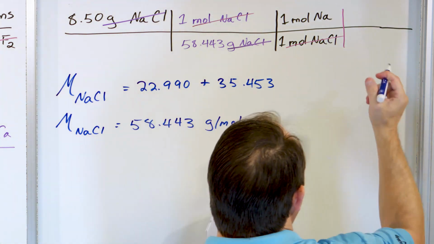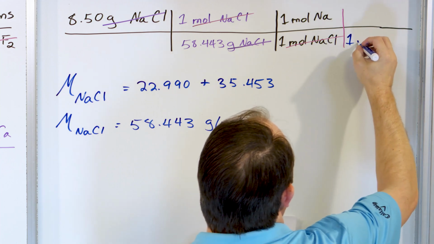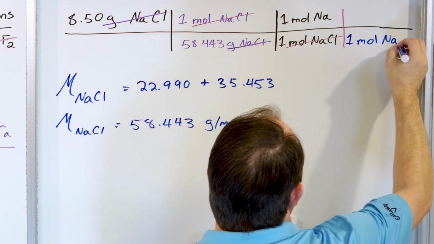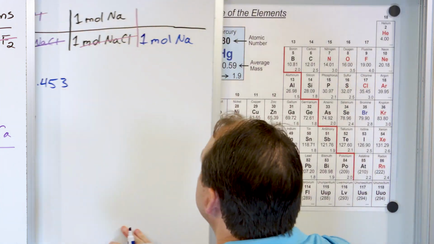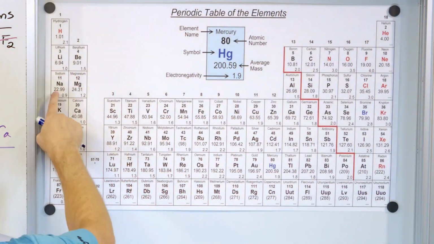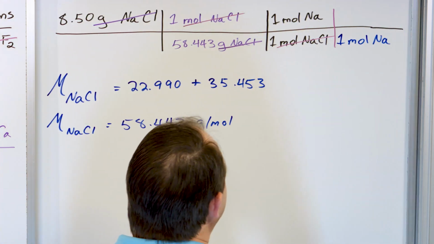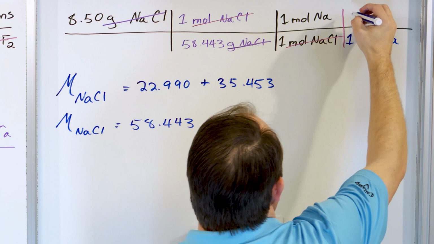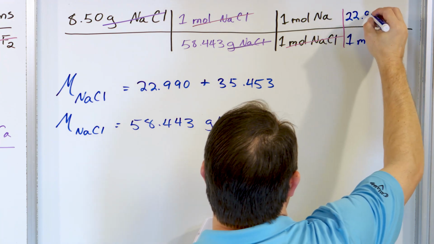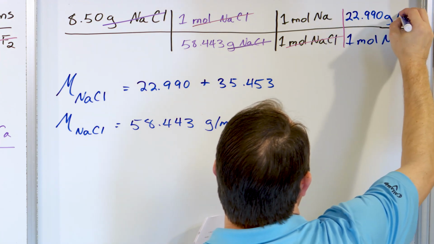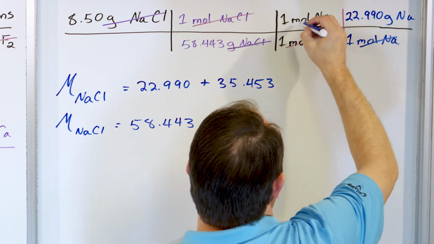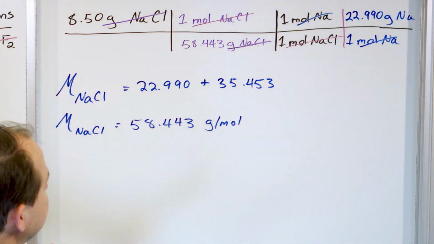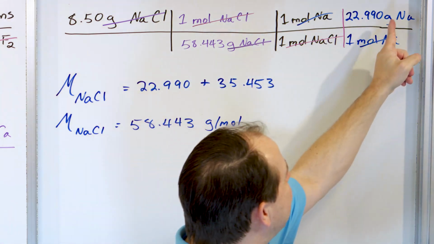So I can go to the periodic table and I can say, all right, 1 mole of sodium is how many grams of sodium? So I go over here, of course we already used the number, 22.99 grams per mole. We used it right here, 22.990. So I can say 22.990 grams of sodium. Now this will cancel with this. Now what unit do I have left? I have grams of sodium left.